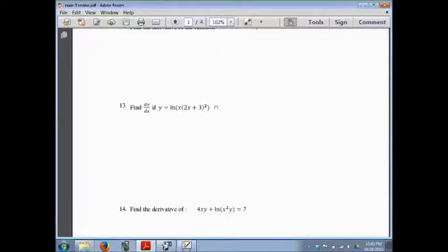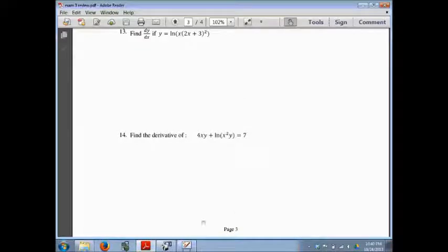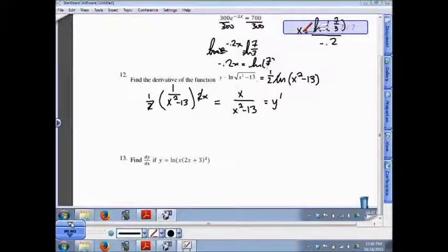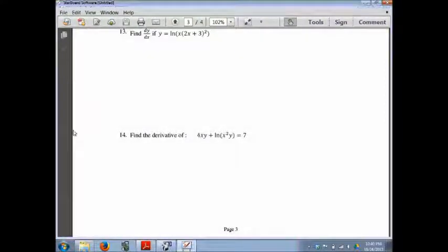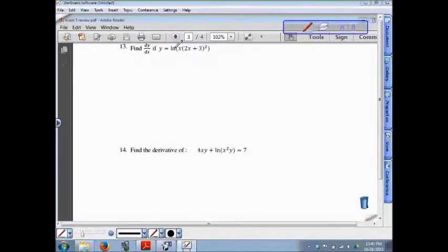Okay, question 13. We need to expand this logarithm into multiple logarithms. It's much easier to take the derivative of separate logarithms rather than this condensed logarithm. So let's rewrite y. First of all, there's a product right there. We can expand that into the natural log of x plus 2 times the natural log of 2x plus 3.